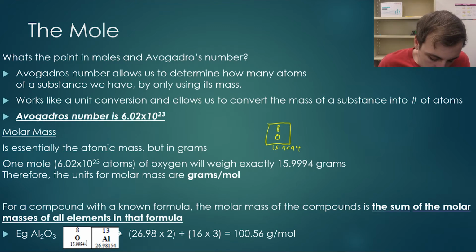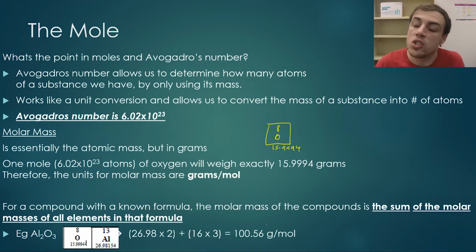What we do is we multiply the molar mass of aluminium by 2, because we've got 2 aluminiums, and we multiply the molar mass of oxygen by 3, because there are 3. And we simply add them together. So that means the overall molar mass of our aluminium oxide is 100.56 grams per mole.